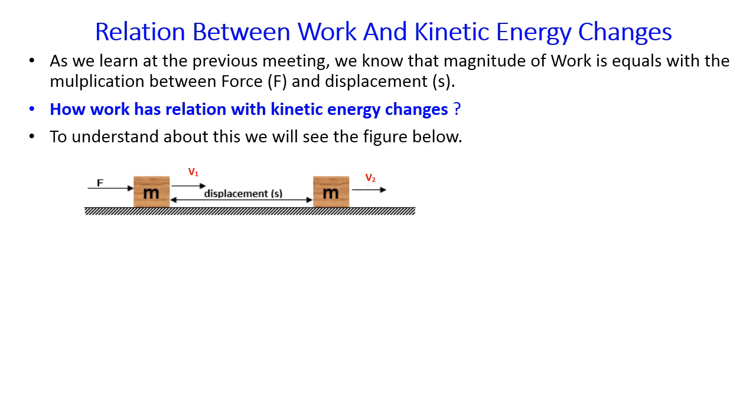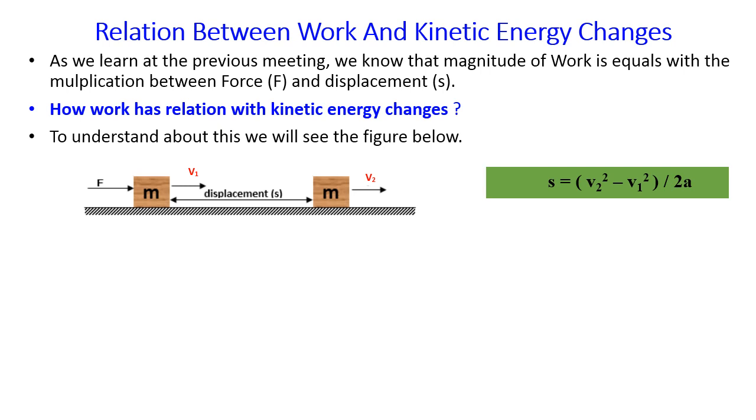From the figure, we see that an object which has mass m moves with velocity v1. After that, the object is given force F, so that the object moves with displacement s and the velocity of the object becomes v2. It means the object experiences accelerated motion, so the displacement can be determined by the formula s equals v2 squared minus v1 squared over 2a.